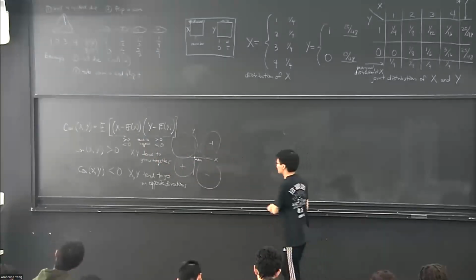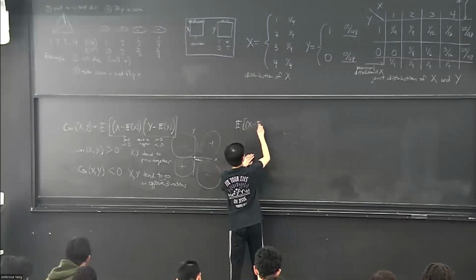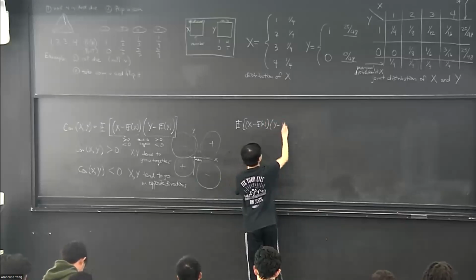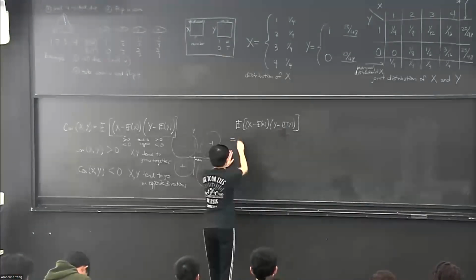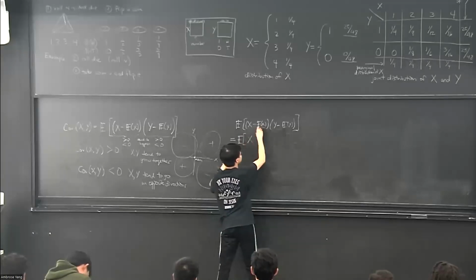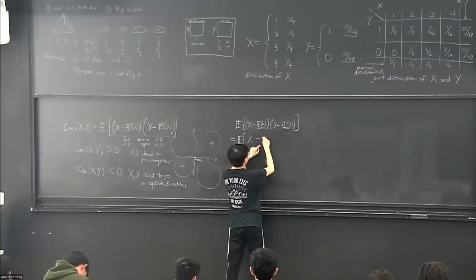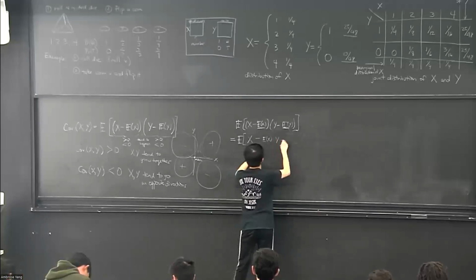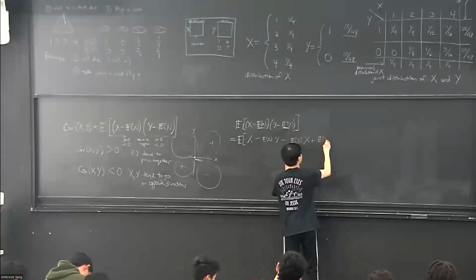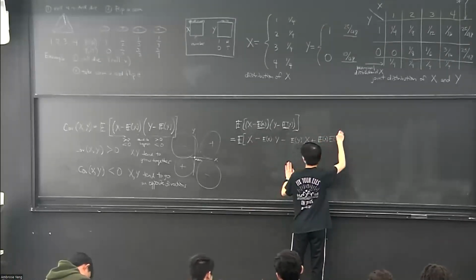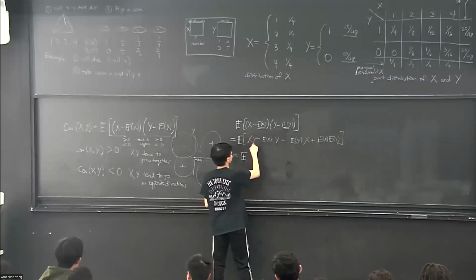So I'm going to now take this expression, x minus E[x], y minus E[y], and I'm going to expand out the inside. Remember, you should treat these, E[x] and E[y], essentially as numbers, and these, x and y, as random variables. So I have E[x], that's a number, times y, minus E[y], that's a number, times x, plus E[x]E[y], both of these are numbers. Now, we use linearity of expectation. Oh, this should be xy.